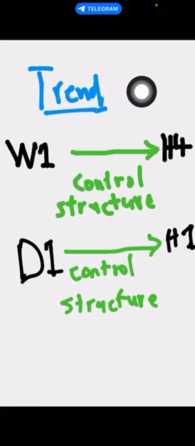So this is multi-time frame pairing. For weekly, we control at H4. For daily, we control at H1. For H1, we control at M15. Okay, please note this. H1 controls at M15, monthly controls at daily.